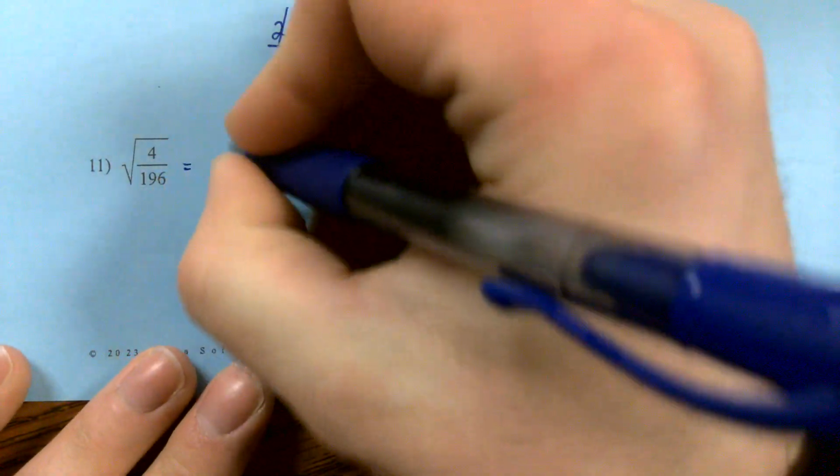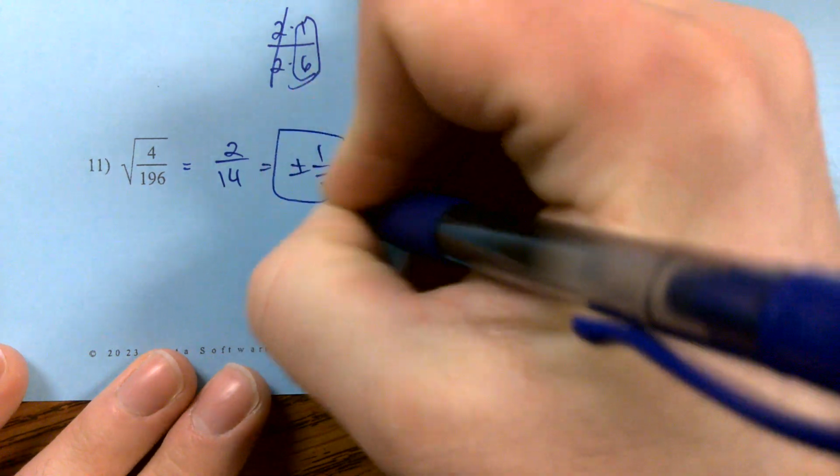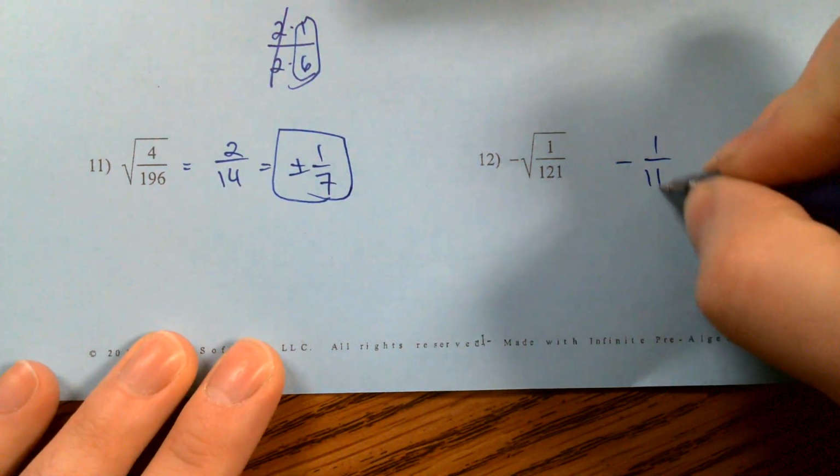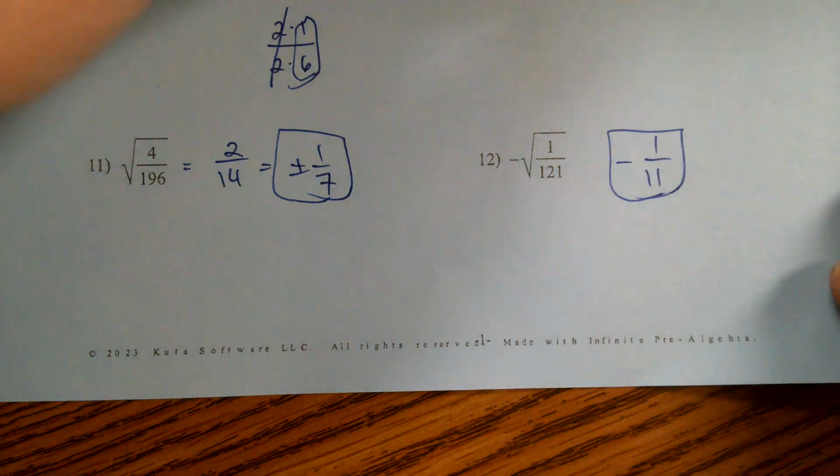Down here, we've got 2 over 14. That'll simplify to 1 over 7. And over here, we've got negative 1 over 11. Nice and easy, perfect squares, self-explanatory.